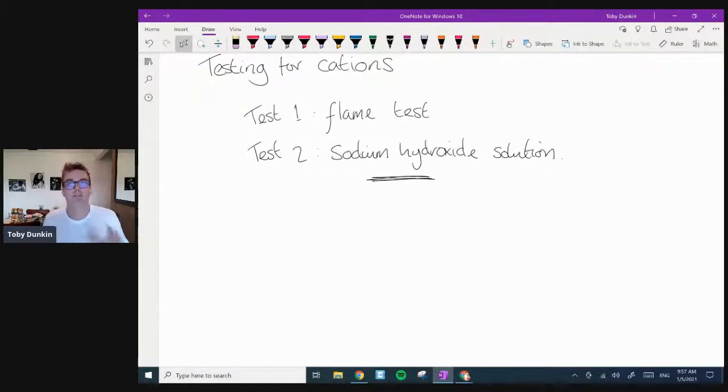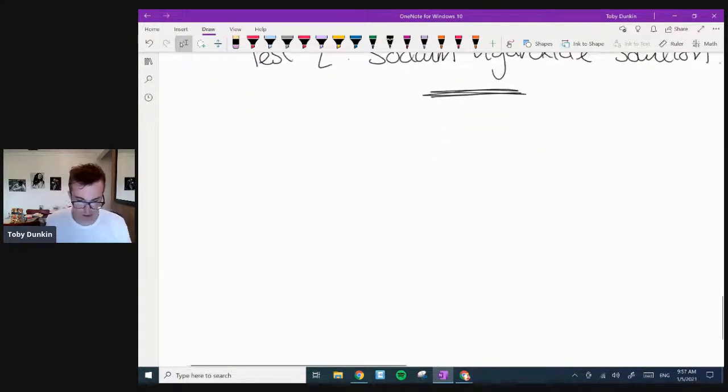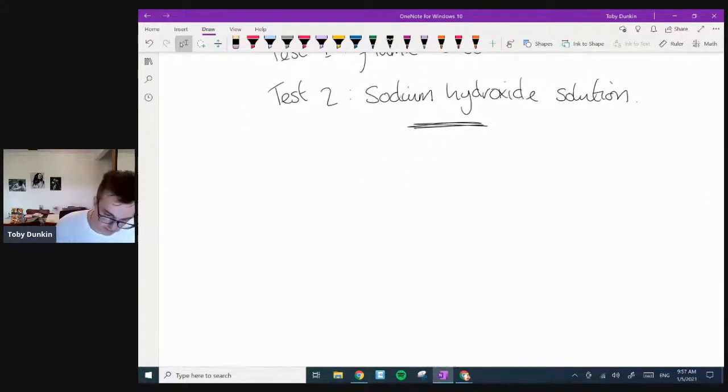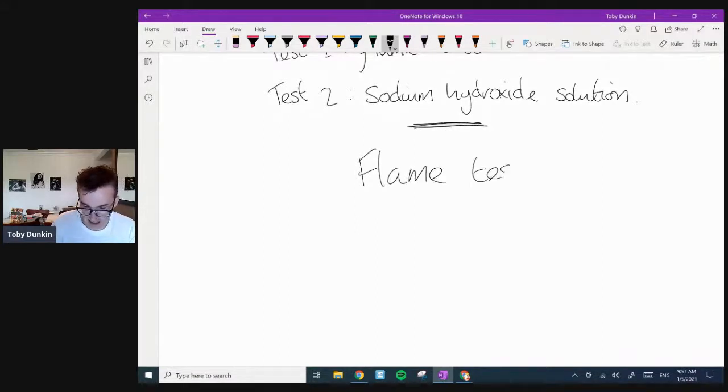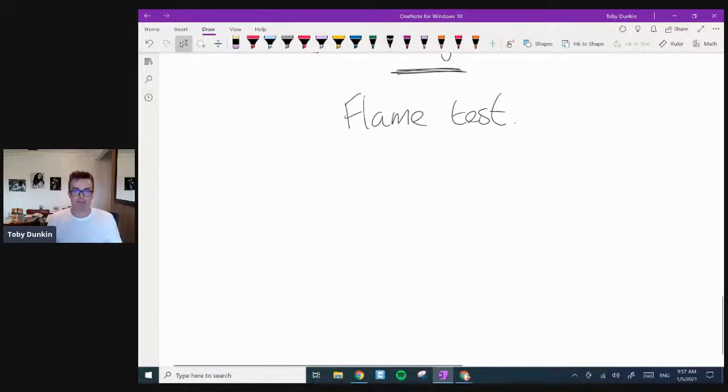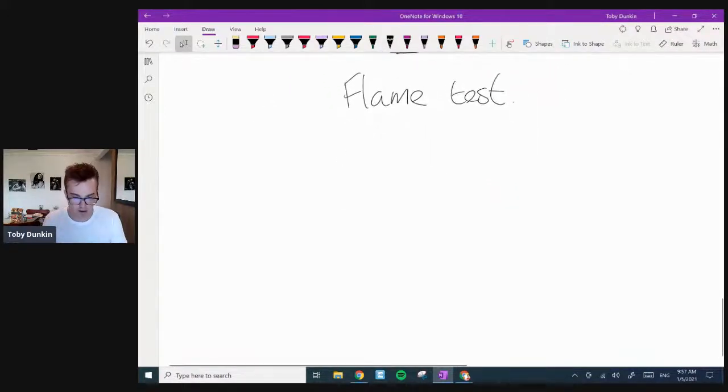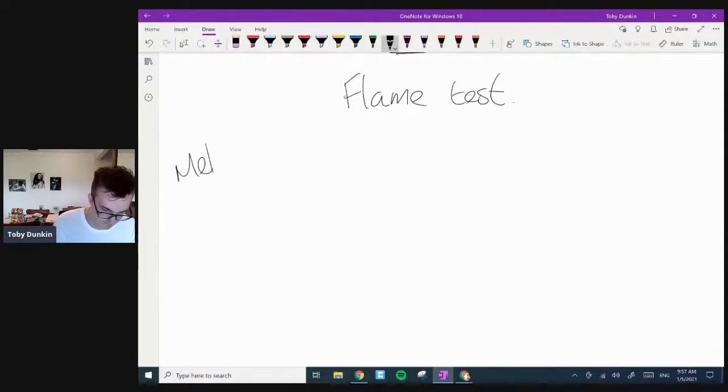So what can a flame test test for? First thing we need to do, subtitle, flame test. I'm not going to do the sodium hydroxide solution, that's next lesson, but flame tests we can certainly do. So first of all, we're going to need a method. We are given a piece of paper, and on that piece of paper is a white solid.